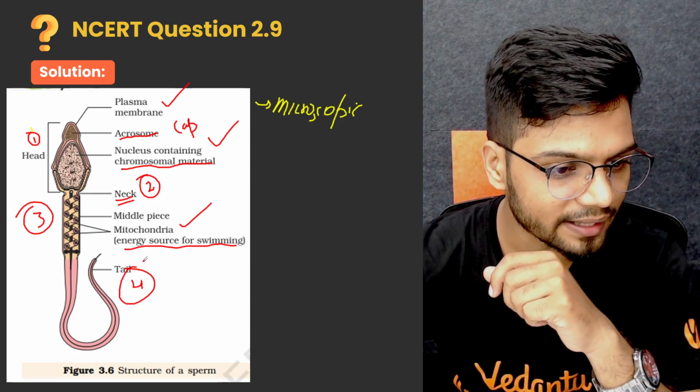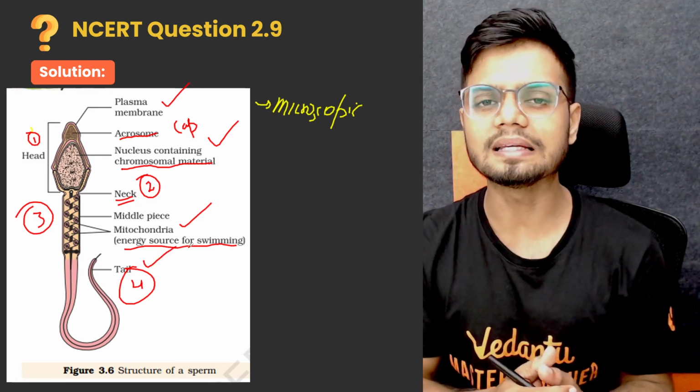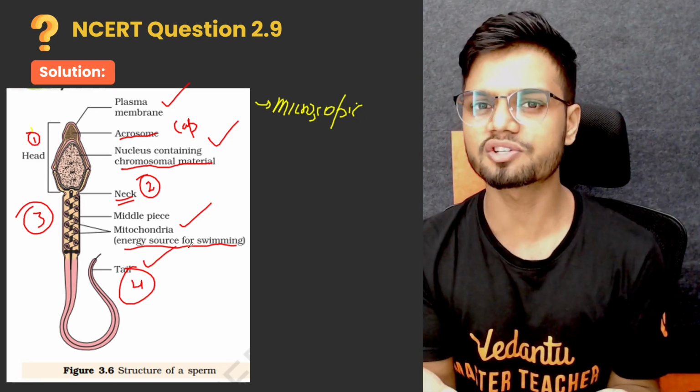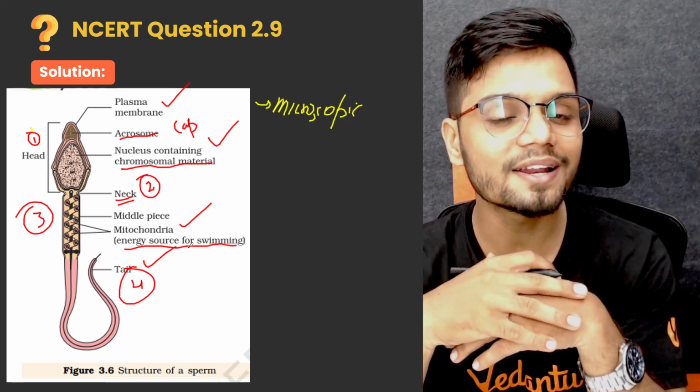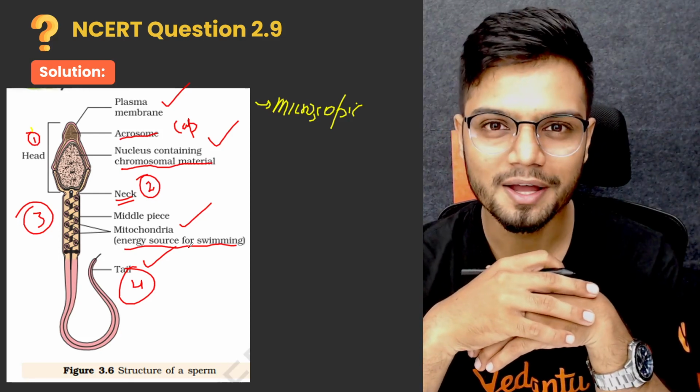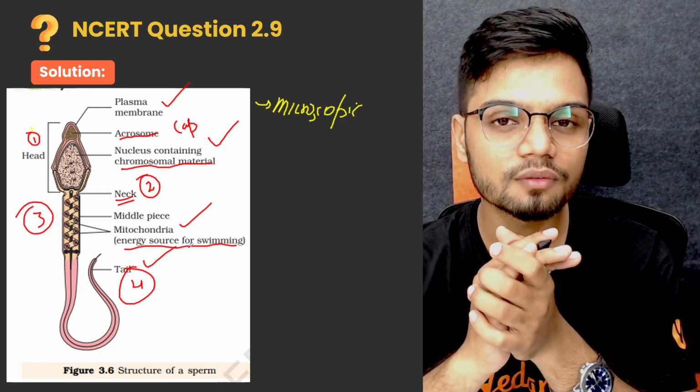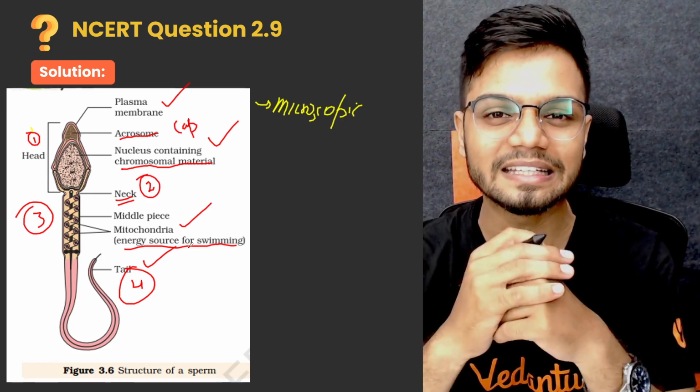Then you have finally the tail portion, which helps in mobility, like a flagella in a bacteria. Bacteria has flagella for motility. Similarly, you have the tail region which provides motility to the sperm. There it is, the structure of the sperm completely decoded for you.